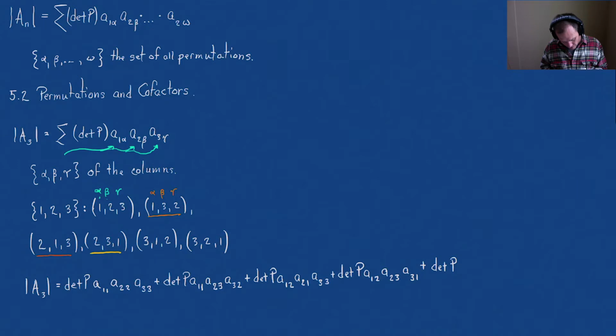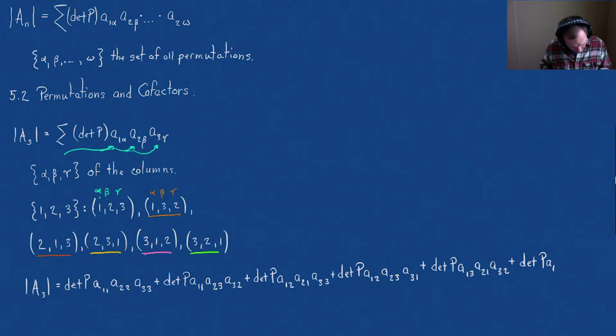P times A1, and now we go grab our next permutation. That's the 3, 1, 2. So that's going to be the determinant of A1, 3, A2, 1, A3, 2, plus the determinant P times A1, and now we're to our final permutation. This is the green one here, 3, 2, 1.